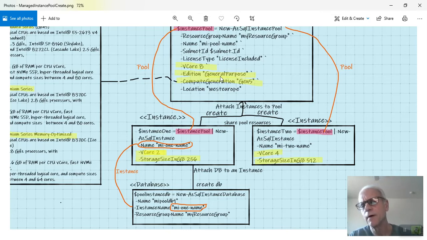And that's a way, of course, of saving money. It's a way of consolidating certain things. It's a way of having smaller instances grouped together. You don't have to create separate instances for that. And scale-wise, it's a good way of handling it. So that kind of wraps it up for the managed instance and the managed instance pool.